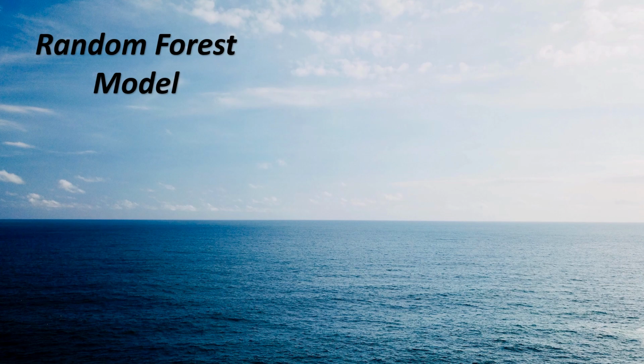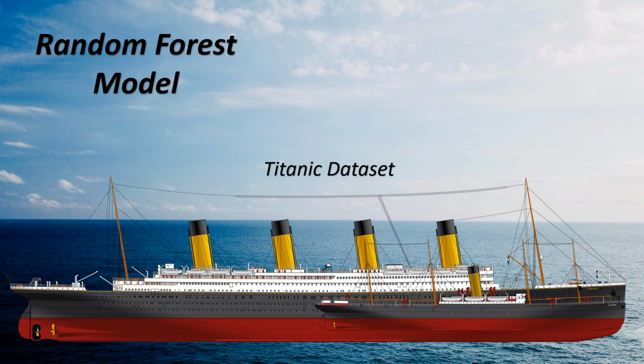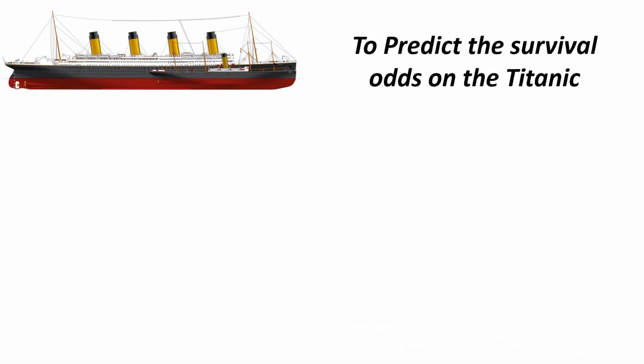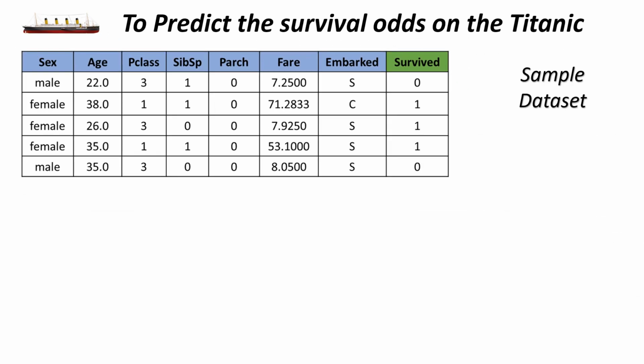We are going to see how a random forest model works and how the predictions from it can be explained. For that, we have taken the famous Titanic dataset to predict the survival odds on the Titanic. This is the sample dataset with 5 samples. To train the random forest model, we will create a new dataset from this by randomly selecting samples from it. Note, the samples can be repeated.